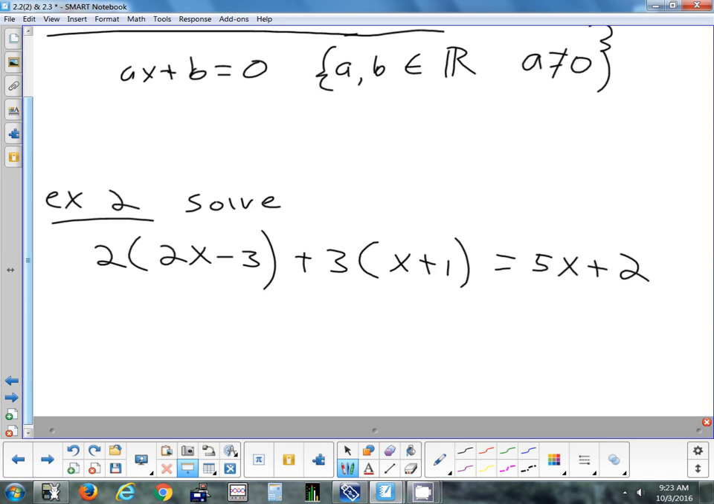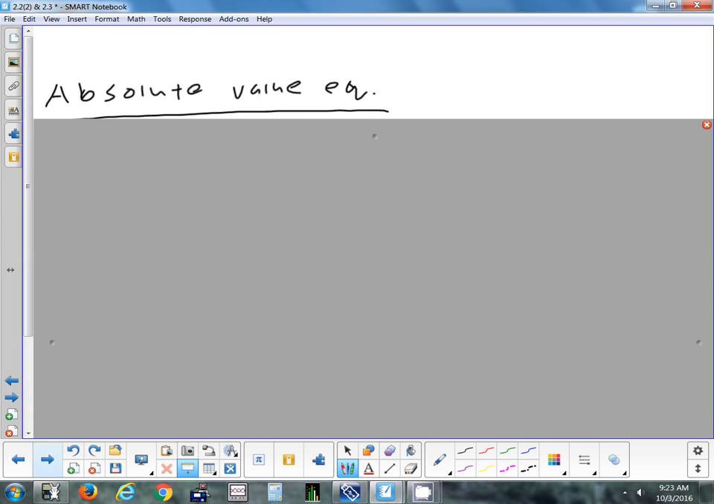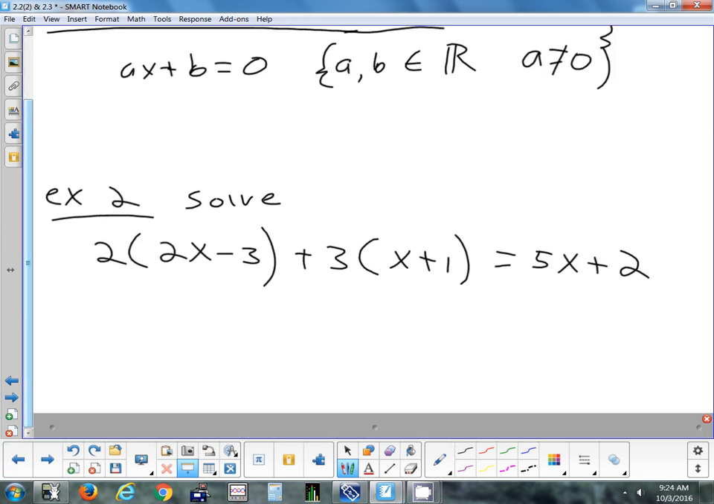Right, so an Algebra 1 type equation, I just want to go through. This has got a little bit of everything in it: distributive, combining like terms. We want to make sure we can solve it, and then we're going to move on from linear equations into absolute value.